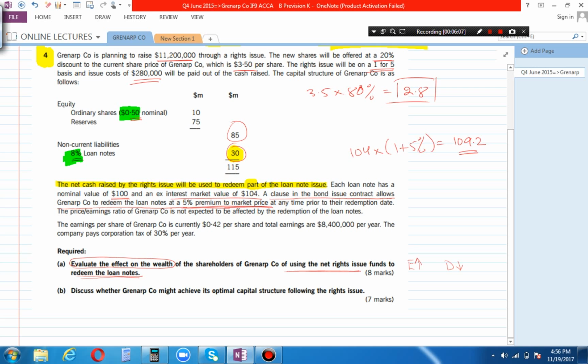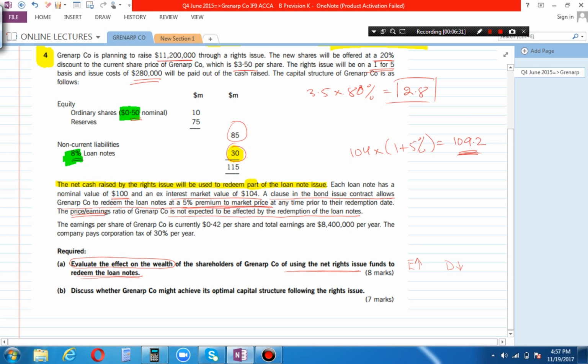At any time prior to the redemption value. Obviously, if you want to redeem it before the maturity period, the redemption date, then you can buy it at this price. The price earning ratio of GRENARP is not expected to be affected by the redemption of the loan notes. So the PE ratio is not going to change.